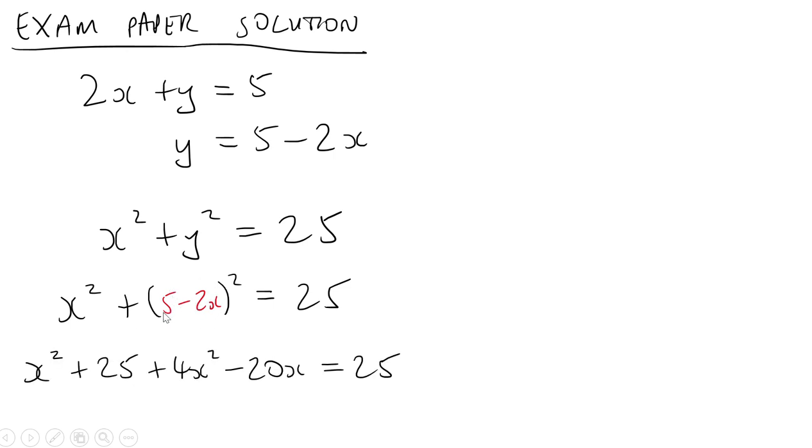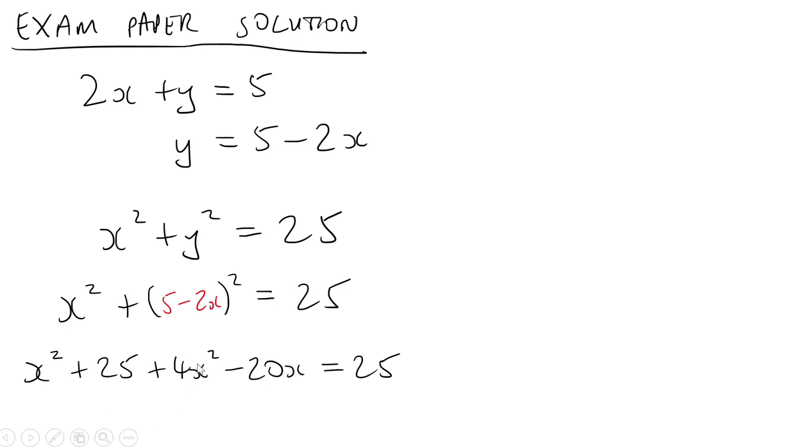Removing the brackets, you square the first. 5 squared is 25. Minus 2x to be squared: minus times minus is plus, 2 by 2 is 4, x by x is x squared. Then the trickiest bit to get is this minus 20x. 2 times the first, 2 times 5 is 10, times the last, times minus 2x is minus 20x, and you have equals 25.